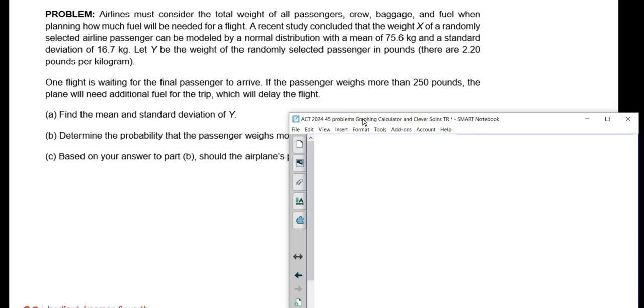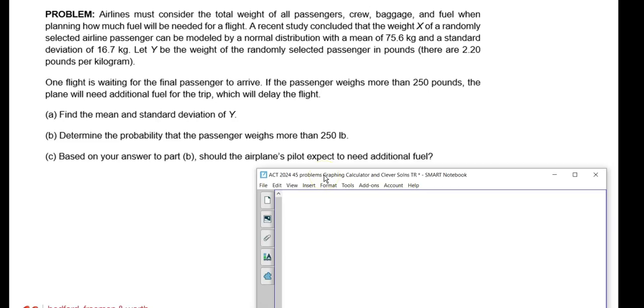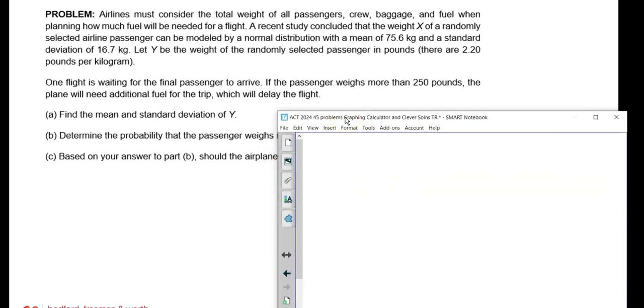Okay, so X, the first one's in kilograms, the second one's in pounds. Okay, one flight, if the passenger weighs more than 250 pounds, we'll delay the flight. So we might do some conversion here. So find the mean and standard deviation of Y. So we want it in kilograms, I believe. So, man, does it tell us? Do they expect us to know how to convert kilograms? Oh, 2.2 pounds per kilogram.